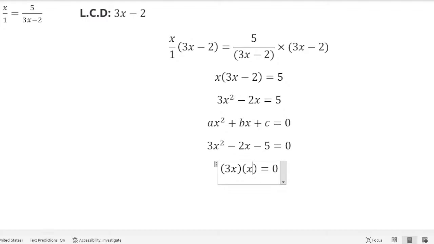So if the last term is negative, we will have two different signs. Then the bigger number will take the sign of the middle term. So if the last term is negative, it means that these factors of 5 must subtract from each other to get the middle term. So here we have minus 5, then here we'll have plus 1.